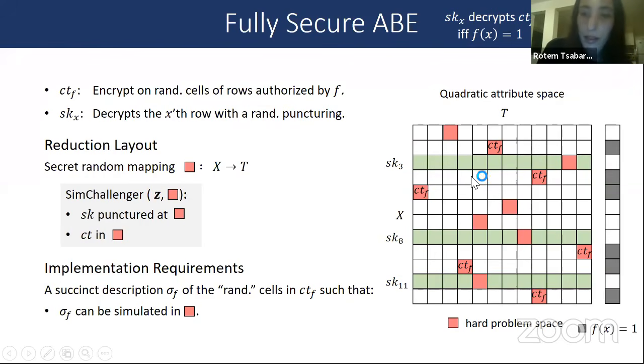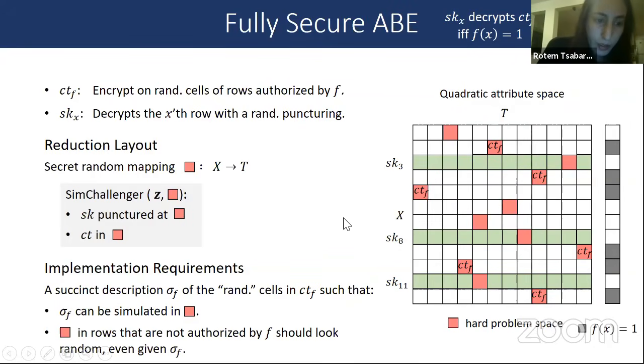And then we have the following requirements. We need that the ciphertext can be simulated on those punctured points that we committed to in the simulation. And we need to have the property that even when the adversary gets to see the punctured points on some rows, which corresponds to asking for secret keys, then even given that, still the tags of the ciphertext look pseudo-random.